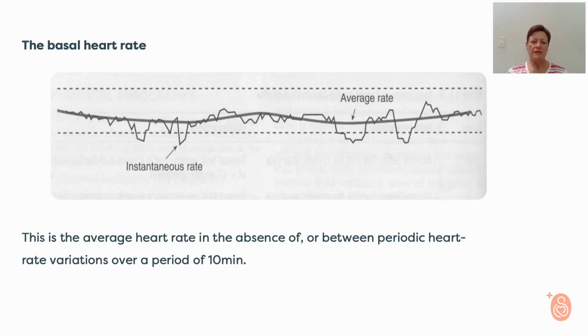Now, if we look at the basal heart rate, that's basically, in very short, the average heart rate of the fetus. And it's between periodic changes. So it will be between accelerations or between decelerations. Now here you can see there was basically a line drawn through the average of the fetal heart to give you the basal heart rate, or we can also talk about the baseline heart rate.